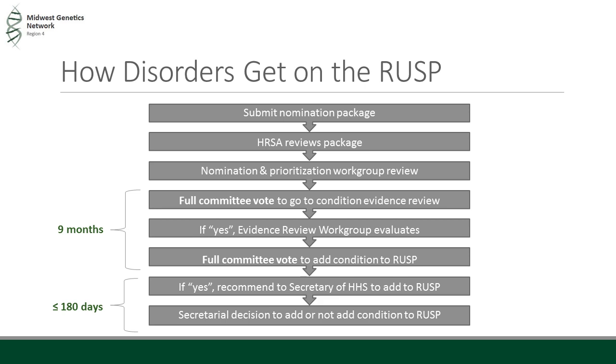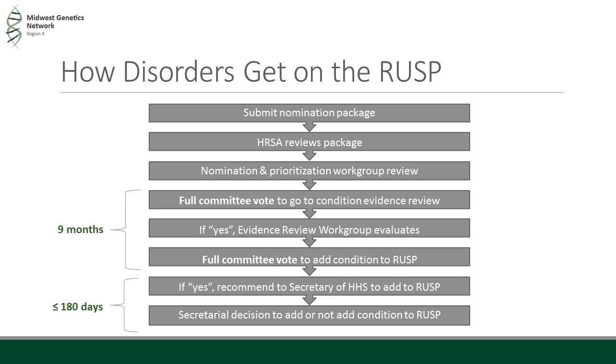meet the screening criteria. If the full committee votes to continue the process based on the review by this work group, the disorder then moves to the larger scale evidence review work group. This group does an exceedingly thorough literature search of the disorder, as well as conducts interviews with condition-specific and public health experts. The evidence review work group is given 9 months to complete their analysis and present their findings back to the full committee. At this time, the full committee votes on whether or not they will recommend the disorder for inclusion on the RUSP.